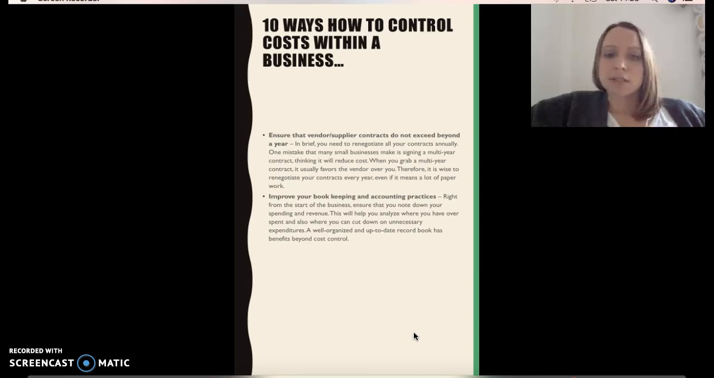So first thing is that you ensure that your vendor or supplier contracts do not exceed beyond a year. So basically that means, in brief, you need to renegotiate all your contracts annually. So you may need to consider adding that as a clause into your terms and conditions that you're going to have printed on the back of your invoice, because costs do rise, they do change, and if you do need to implement those cost controls or those price increases, it's not going to come as such a shock to your customers.